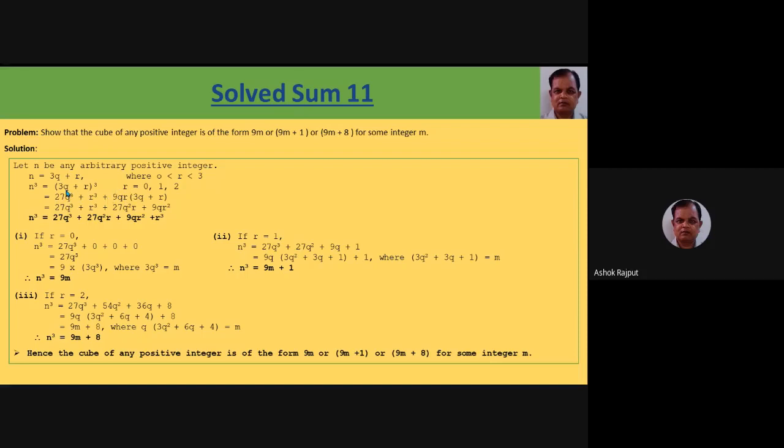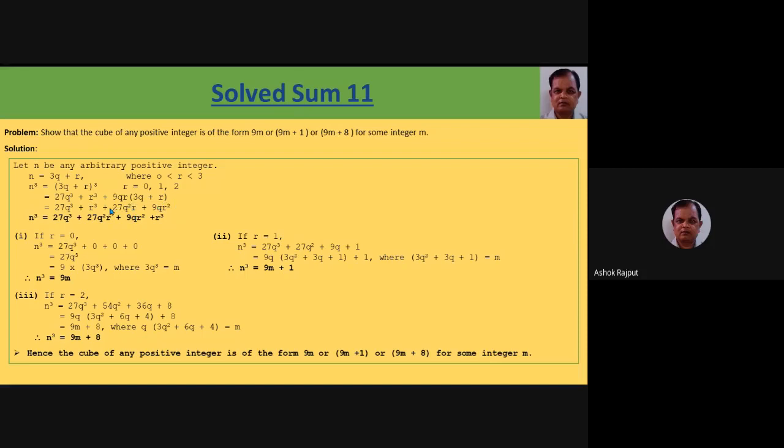(a + b)³ = a³ + b³ + 3ab(a + b). Now we are going to explain. The cube of 3q is 27q³. The cube of r is r³. Then 3ab is 3 × 3q × r, which is 9qr, in the bracket (3q + r).